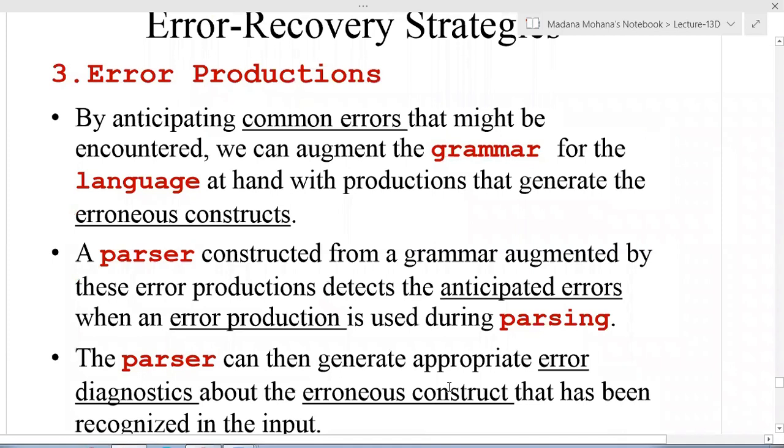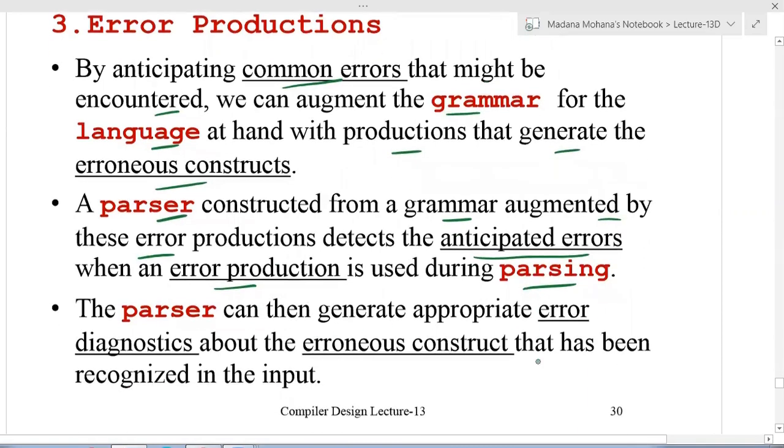Then coming to the third type of error recovery strategy, which is called error productions. By anticipating common errors that might be encountered, we can augment the grammar for the language at hand with productions that generate the erroneous constructs. So here we substitute error productions to recover or rectify the errors. A parser constructed from a grammar augmented by these error productions detects the anticipated errors when an error production is used during parsing. Then the parser can generate appropriate error diagnostics about the erroneous construct that has been recognized in the input. That is the error production strategy.